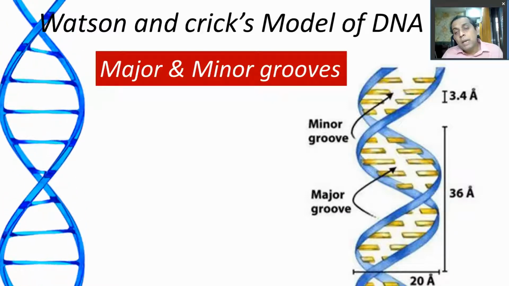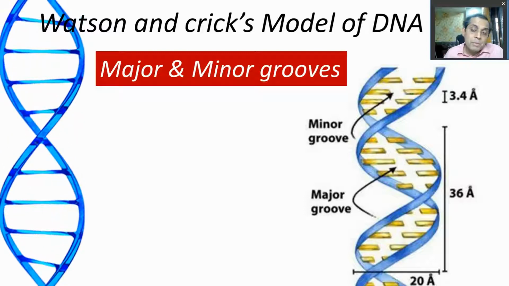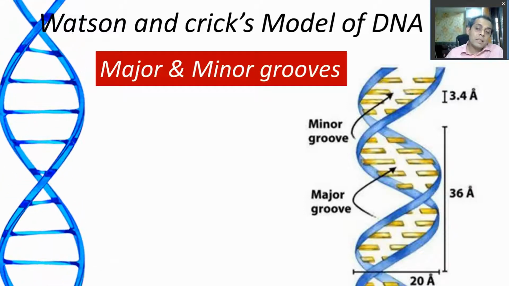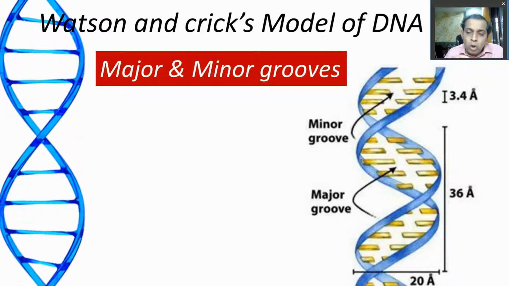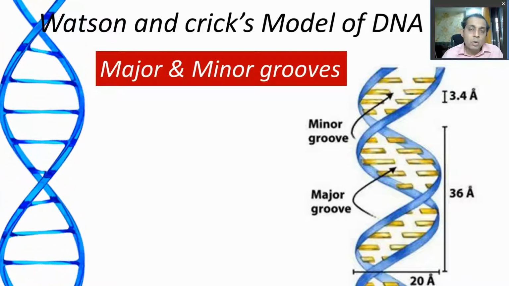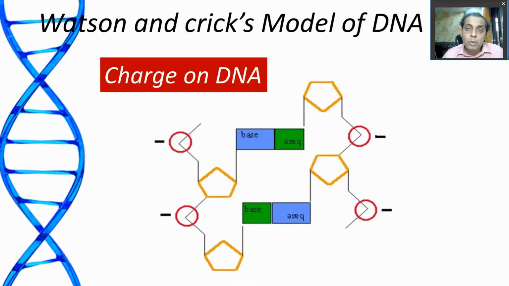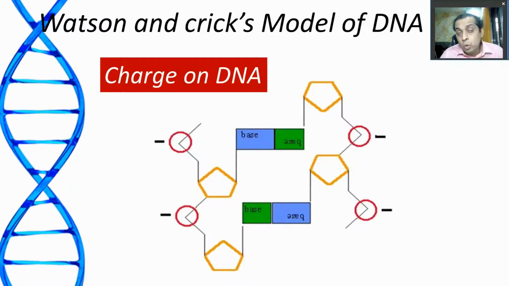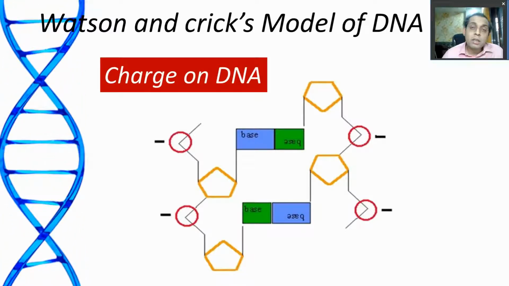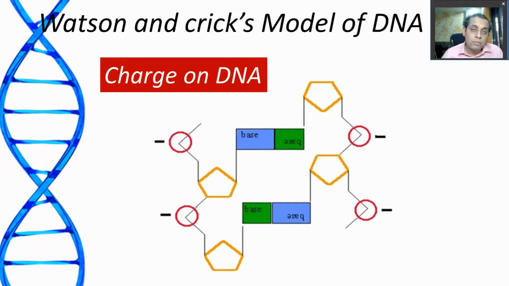There are major and minor grooves. In a DNA, you can see that there are some gaps in between when it's turning into a helix. The larger gap is called the major groove, and the smaller gap is called the minor groove. The charge on DNA is always negative due to the presence of so many phosphate groups. It's acidic in nature. It loses the hydrogens and thus gains a negative charge. So the net charge on the DNA is negative.